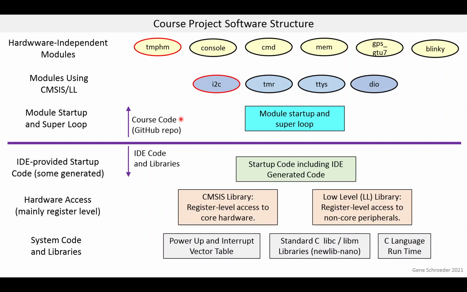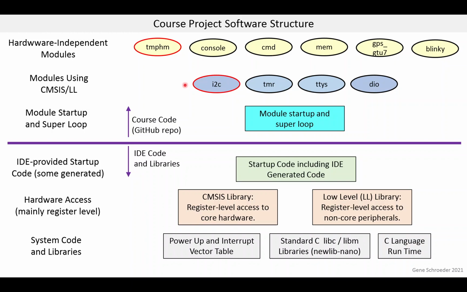And this is the code that is in the GitHub repo. First we have the module startup and superloop in this bright blue box. This code first brings all these modules through 2 stages of initialization using standard APIs. Then it runs the superloop, which also invokes these modules, or a subset of them, through a standard API.